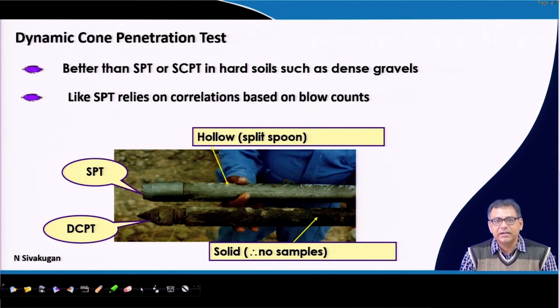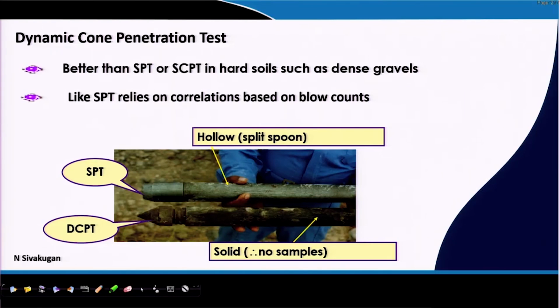In the next class I will discuss the other different soil exploration methodologies, by which we can also get some parameters which will be correlated with different soil parameters.